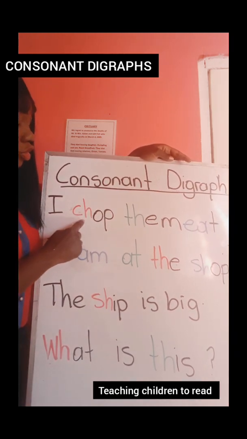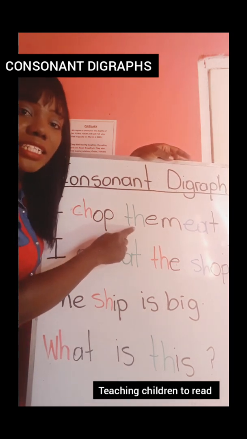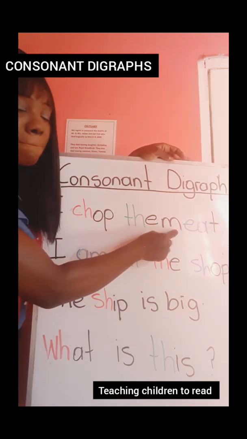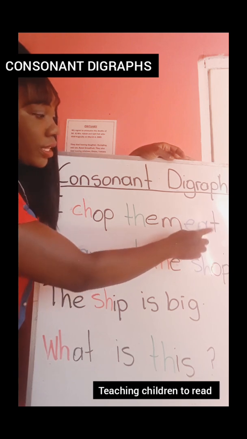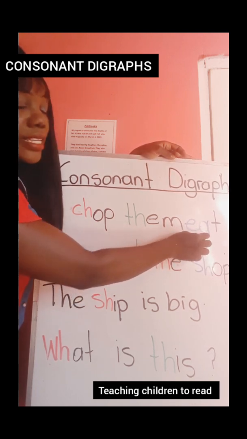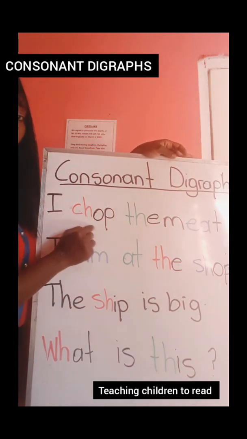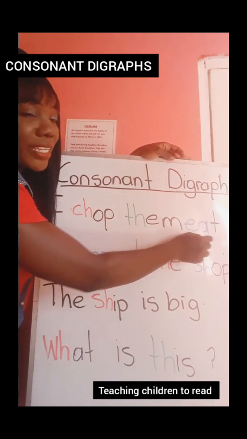I chop, and remember T and H says th. They eat. E and A are vowels working together. The E talks and the A is silent. Eat. I chop. They eat.